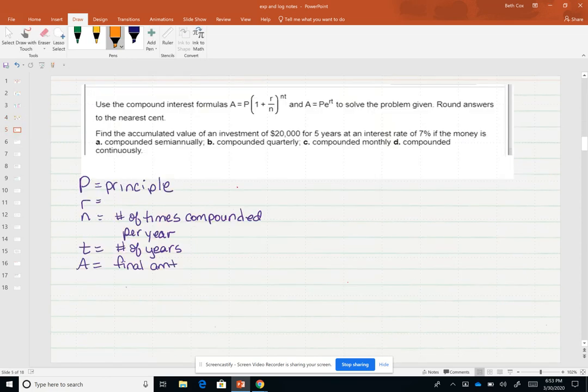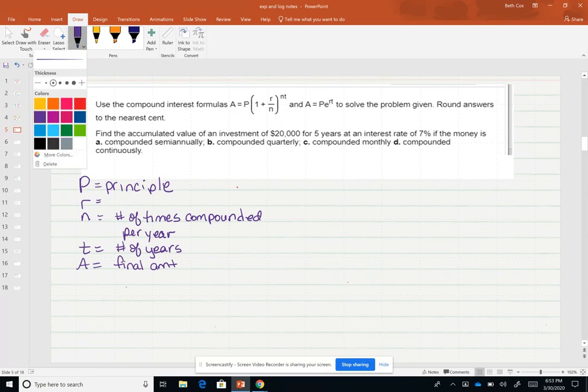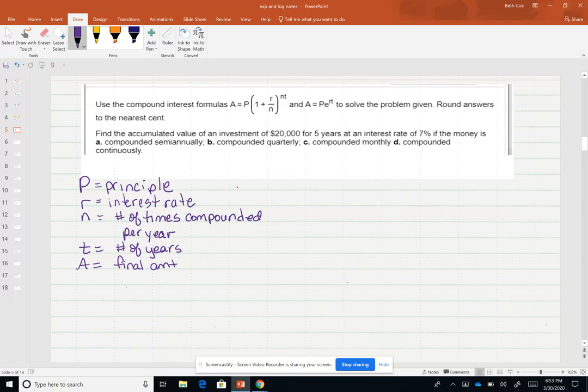So let's look at an example. Here we have an example, and the letters in our formula are represented here. They were on the previous slide, but I threw them in here as well. P stands for the principal, R is the interest rate, N is the number of times compounded per year, T is the number of years, and A, of course, is the final amount that we're trying to calculate. So if you'll look just quickly, find the accumulated value of an investment of $20,000. That is how much money we have. That is our P for this problem.